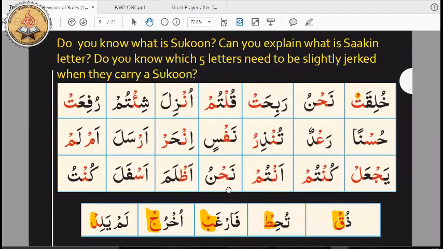Nahnu. One more time. Nahnu. Well done. Don't stretch this sound right at the end because the noon simply has a dhamma. So, nahnu. Well done. Now, which is the second letter in this? Ha. Ha is the second letter. Excellent. Let's move on to the next one now.